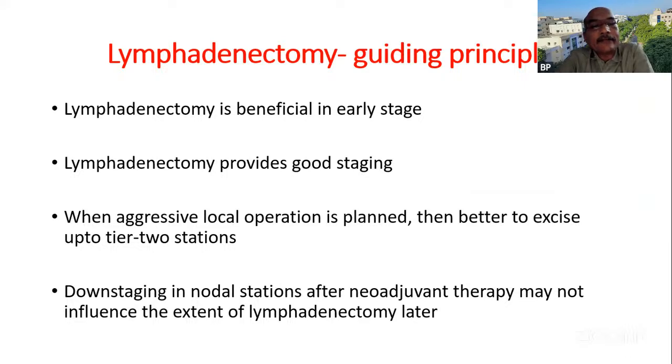So on the lymphadenectomy front, we should know that lymphadenectomy is beneficial in early stage. It provides good staging. And when you plan an aggressive local operation because of a T stage, then it is better to excise up to the tier 2 station. So if you have a segment 4B5 resection along with a bile duct excision, then probably you can add a more aggressive lymphadenectomy to achieve an R0. And if you give neoadjuvant therapy, there may be some downstaging in nodal stations, but you cannot reduce your extended lymphadenectomy based upon response to neoadjuvant therapy.